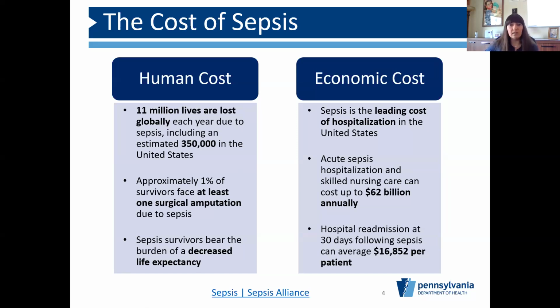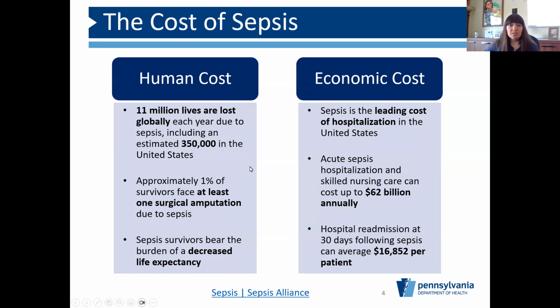And then, of course, there's the economic cost to consider. So sepsis is the leading cost of hospitalization right now in the United States. And acute sepsis hospitalization and skilled nursing care in general can cost up to $62 billion annually. So it is a very high economic cost as well. So hospital readmission at 30 days following sepsis could cost about $16,852 per patient. So that's significant.